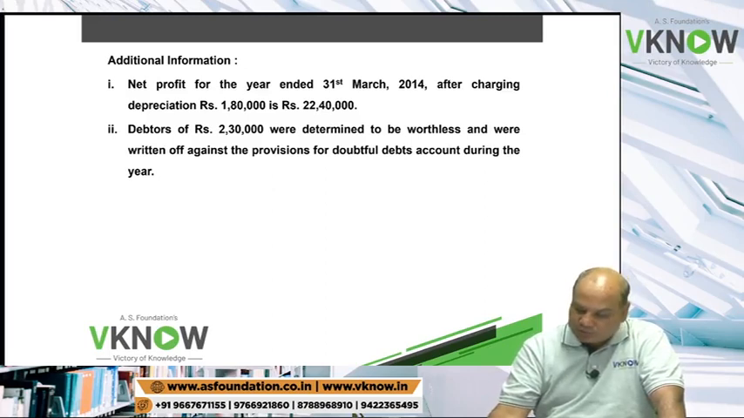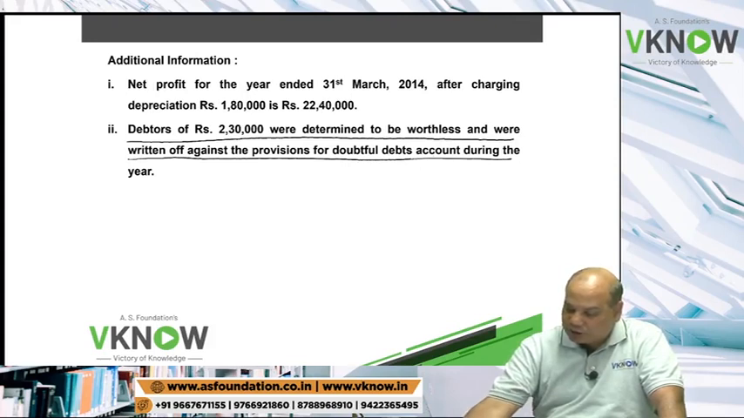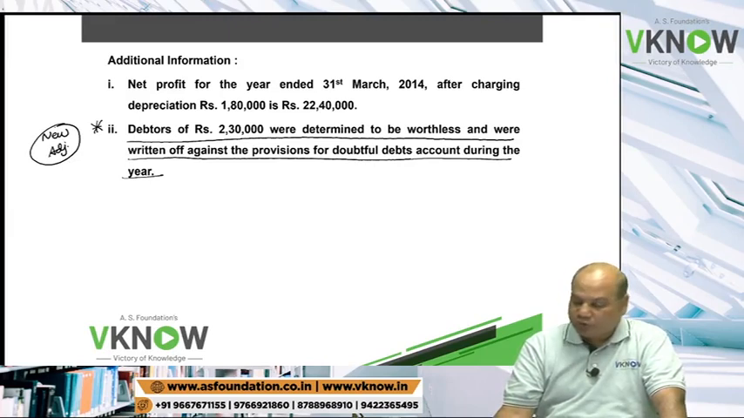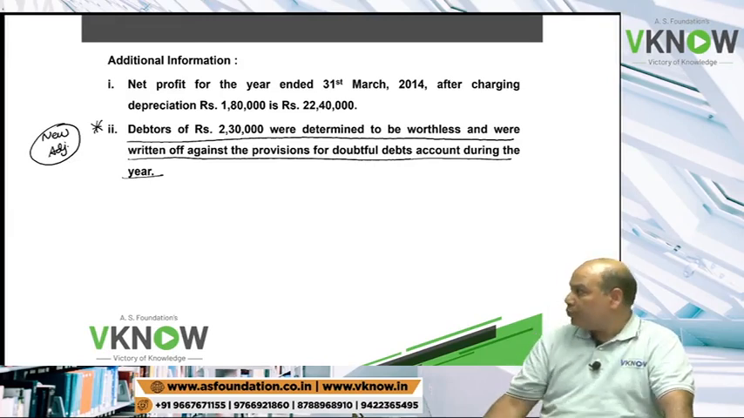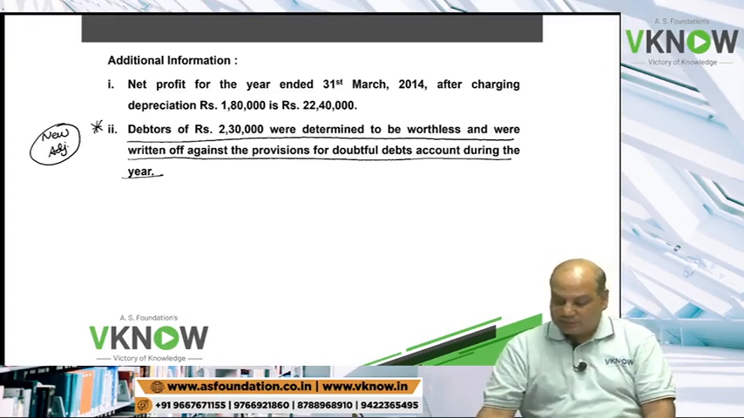There is no sale. Debtor of rupees 2,30,000 were determined to be worthless and were written off against the provision for doubtful debt account during the year. So this is a new adjustment for you. Write down new adjustment. There is a debtor of rupees 2,30,000 who has become bad.